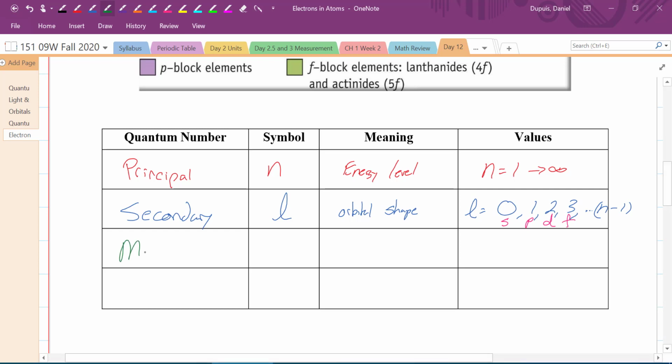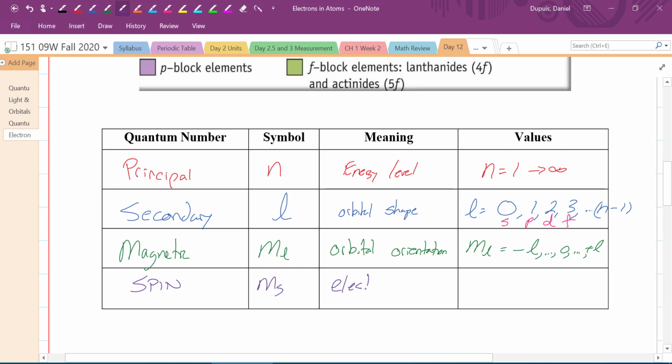Then we have the magnetic, M sub L, and this is our orbital orientation. M sub L equals negative L to positive L. And finally, we have our spin, MS, this is electron spin, and MS can be plus 1/2, which is up, or minus 1/2, which is down. That's it. So those are our numbers, and we're going to throw this in here.